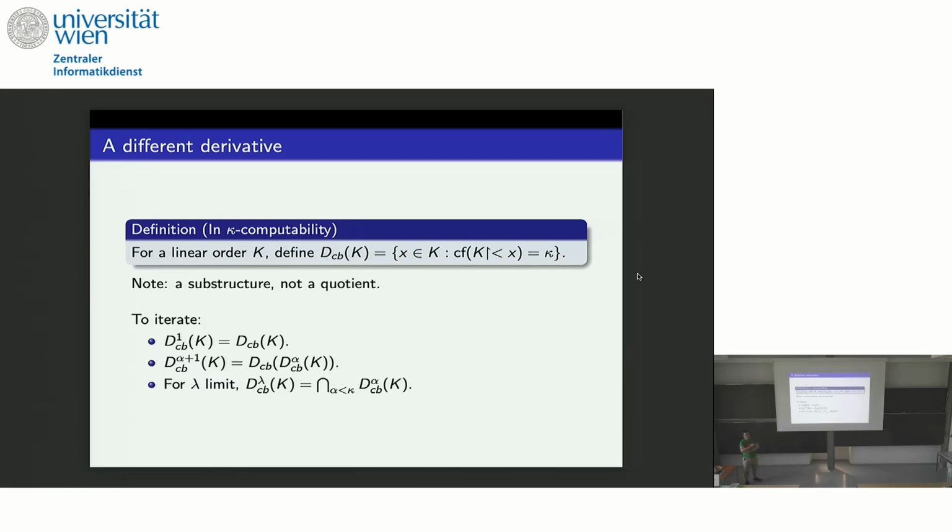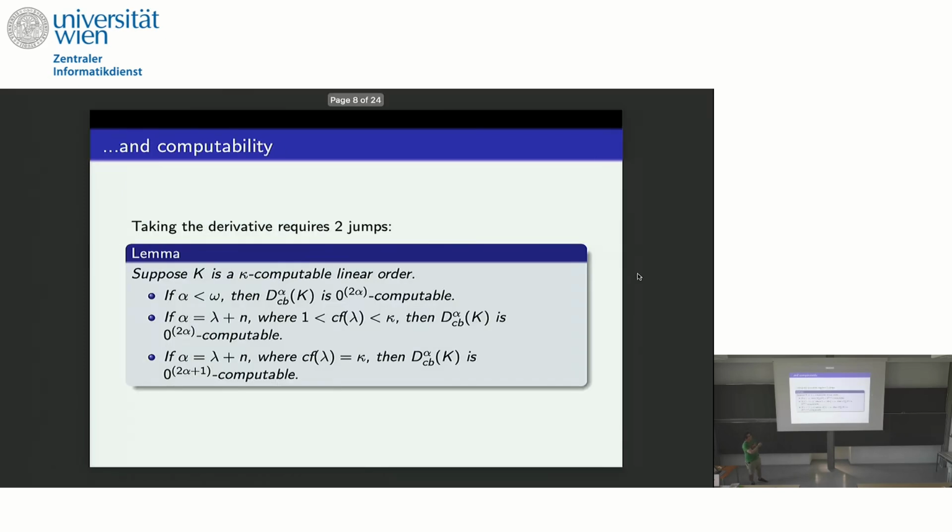I've got a linear order. I'm going to take the subset consisting of all points that have kappa cofinality. So I have a point, I look at the linear order to its left, and ask, what's the cofinality of that initial segment? I keep the ones that have cofinality kappa, throw away everything else. Again, this is a substructure, not a quotient. And then I iterate. So this is successor steps, and at limit steps, I take intersections. And again, it requires 2 jumps.